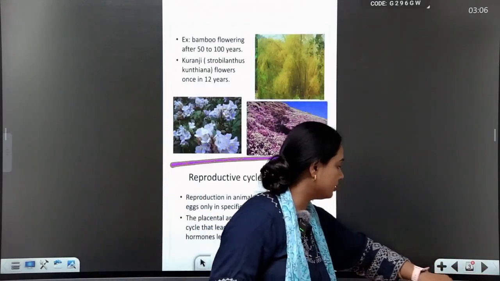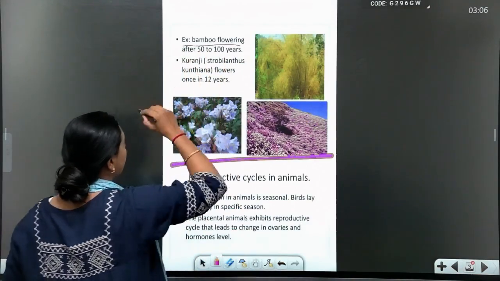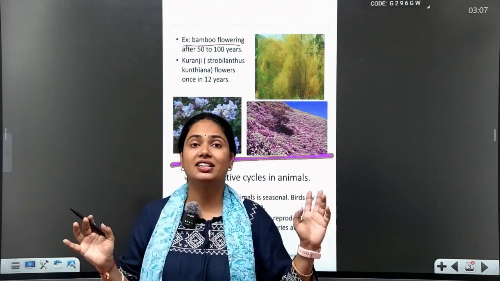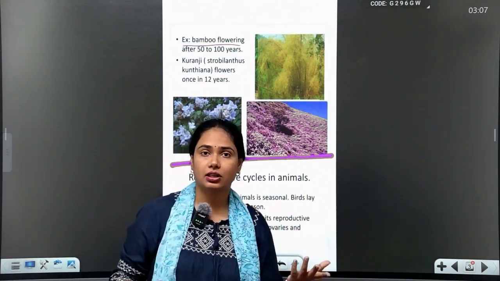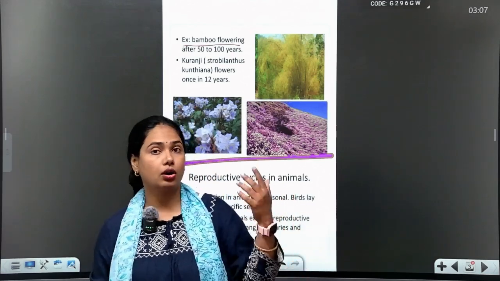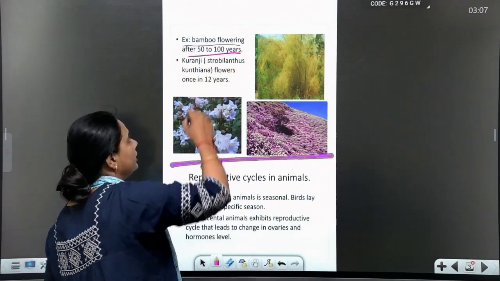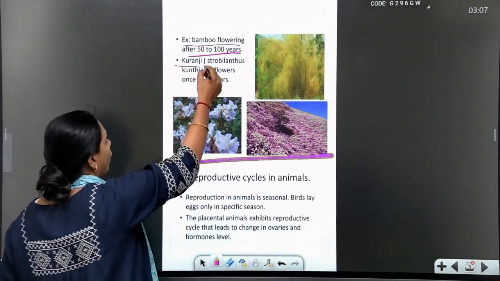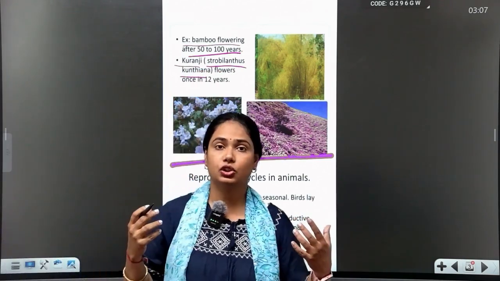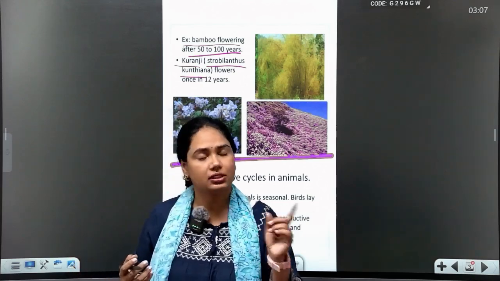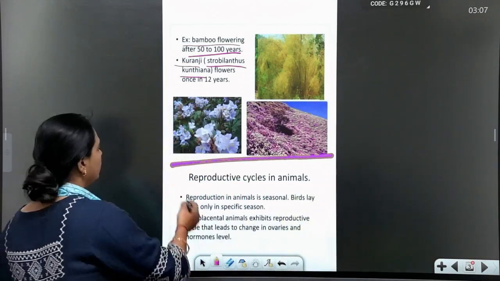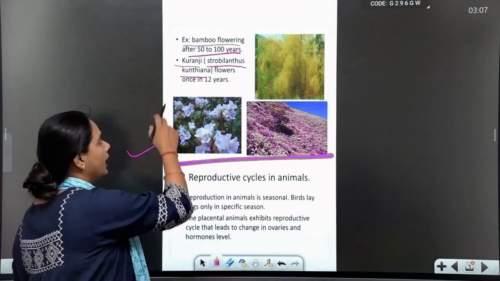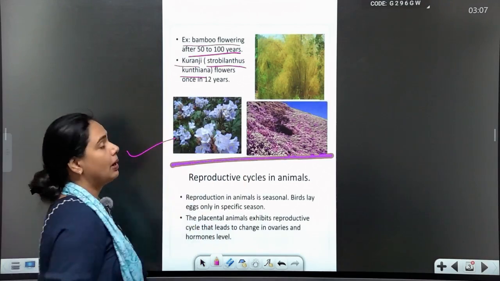So which are those plants? Bamboo plants show flowering between 50 to 100 years. When their flowers come, that means the bamboo's age is 50 to 100 years. Then there is Kurinji, or Strobilanthes kunthiana, which shows flowering once in 12 years. This is a very important topic. You need to learn these scientific names: Strobilanthes kunthiana, and the bamboo species.